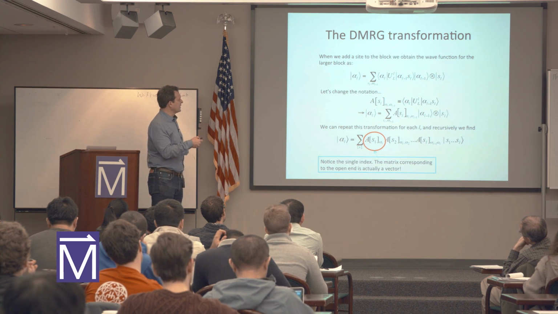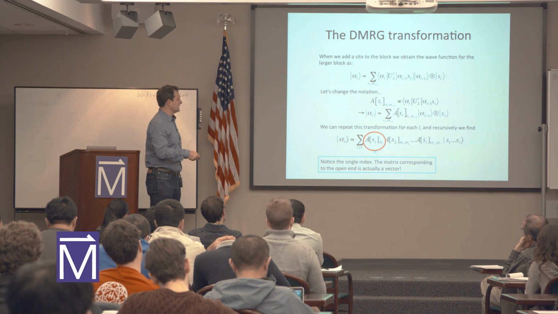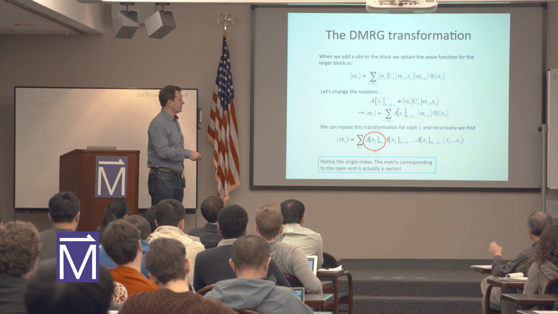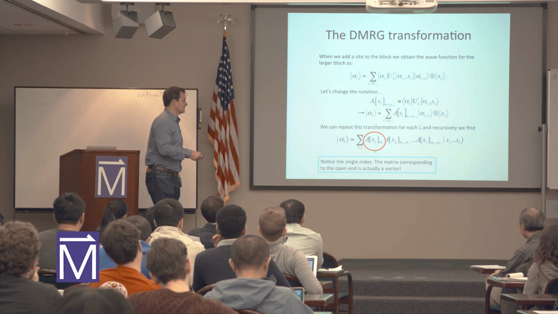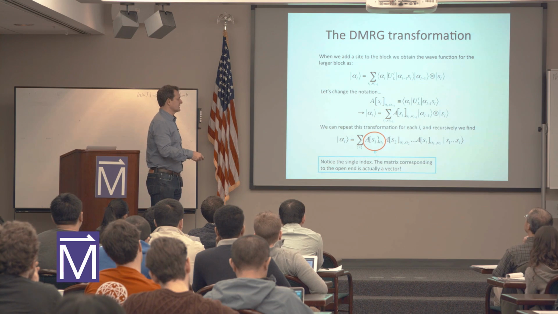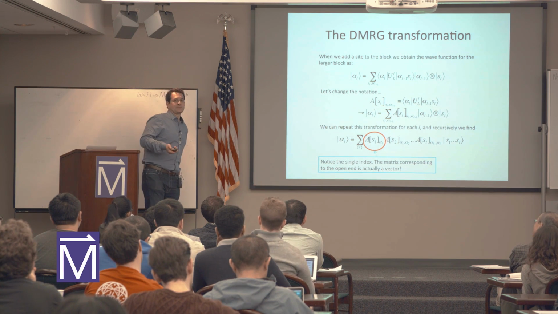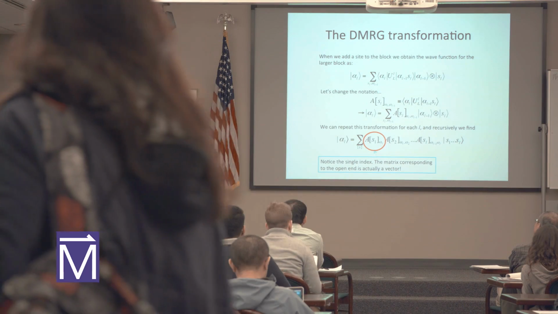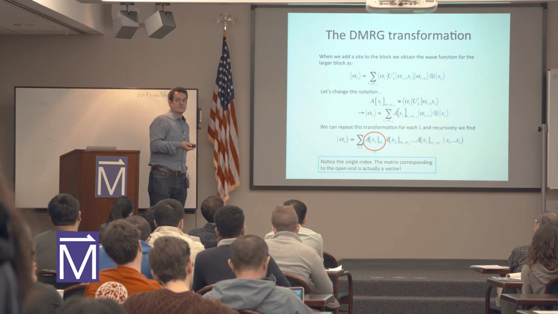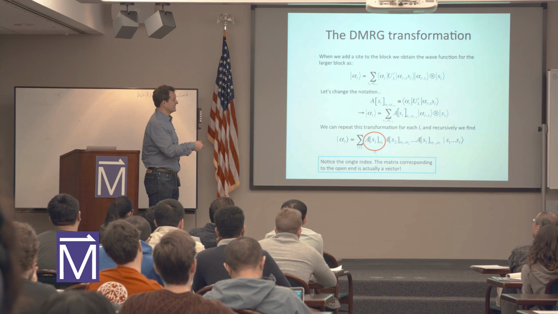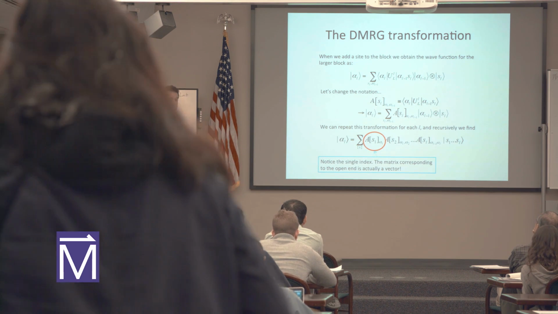One observation is that if you have open boundary conditions, you end up here at the end with a vector. So you have only one index, not two. So these are all two-dimensional matrices, except for the last one, which is a vector. And this is what's called a matrix product state. And this is a matrix product state representation of the DMRG block. Let's say this case is for the left block.